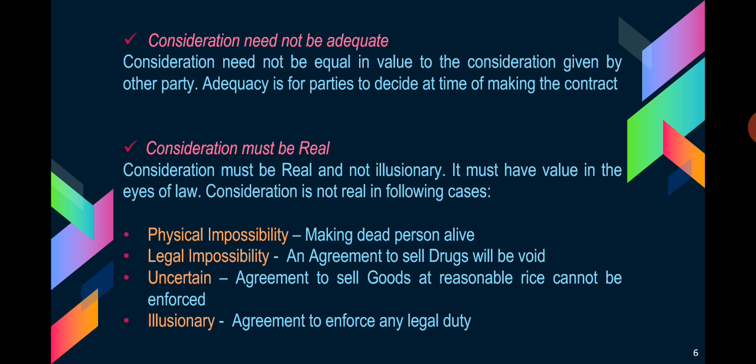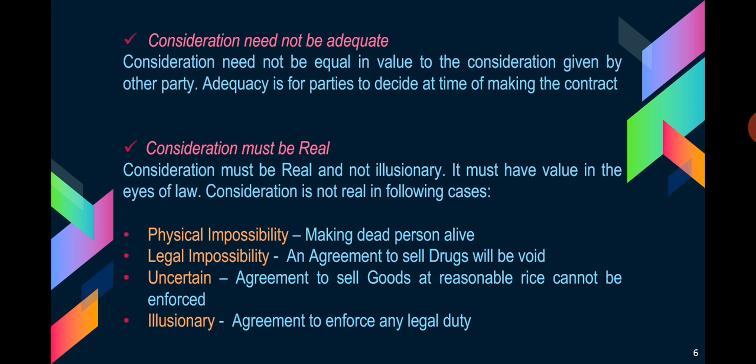For example, if you are giving 10,000 rupees to a magician and you are telling him to make a dead person alive, that will not be considered valid consideration from the magician, because making a dead person alive is impossible, that amounts to physical impossibility. Likewise, to do certain things which are legally impossible, there cannot be a valid consideration.